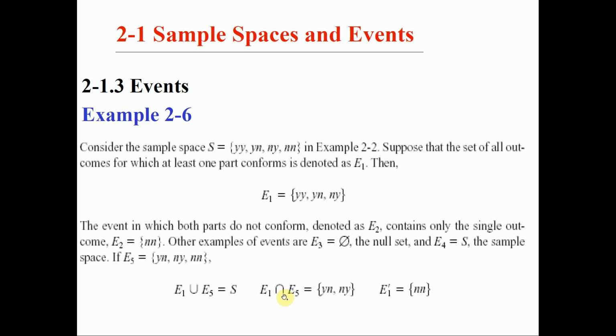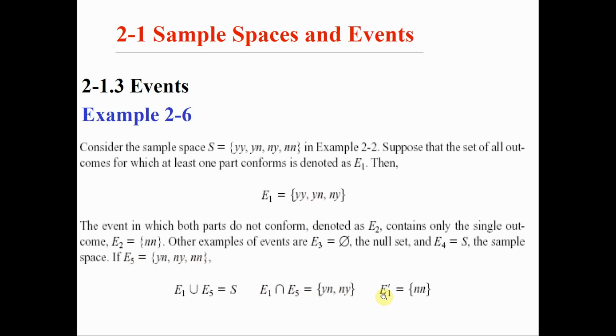Let's get the intersection between E1 and E5. Intersection means contained in E1 and in E5 at the same time. What is common between the two? YY. Is it in E1? Yes, but it's not in E5. So YY is not in the intersection. YN is in both. It's in the intersection, but we put it only once. NY also belongs to both. It's in the intersection as well. NN is only in E5. It's not in E1, so it's not in the intersection. So E1 intersection E5 is simply YN and NY.